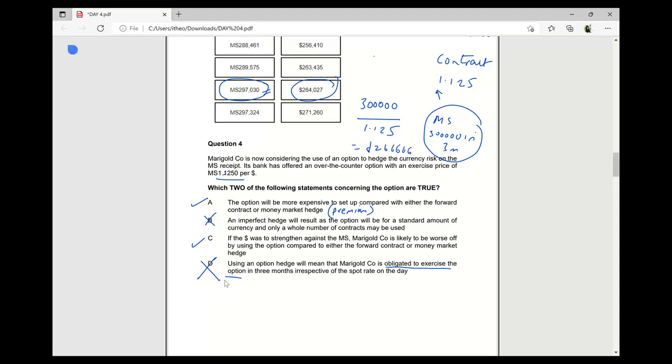If the dollar is further strengthened, then obviously Marigold is likely to be worse off. Worse off means it will face a loss. Because of this contract, we have locked in the amount we will receive. If the dollar strengthens, we will be in further loss. That's what it is saying: if the dollar was to strengthen, Marigold is likely to face a loss. So this statement also seems correct. The correct answer would be A and C. Either use the correct statements or remove the wrong statements.